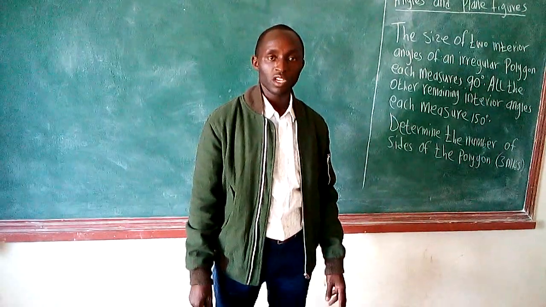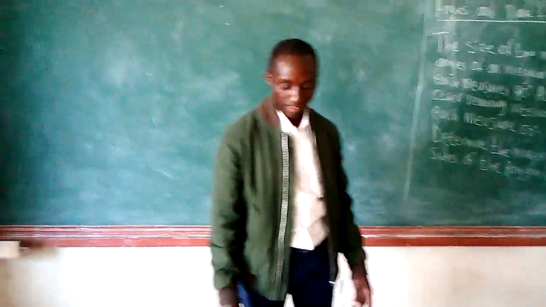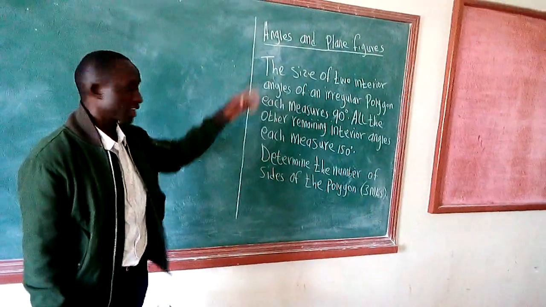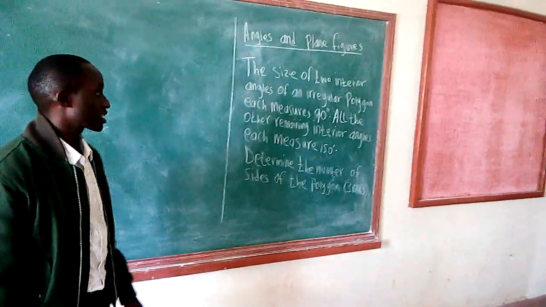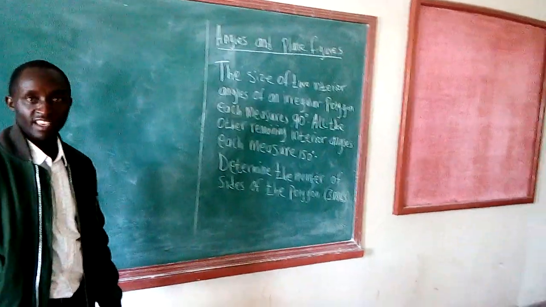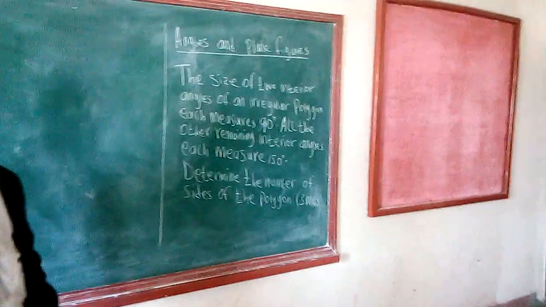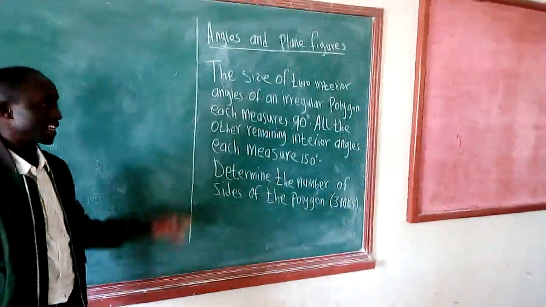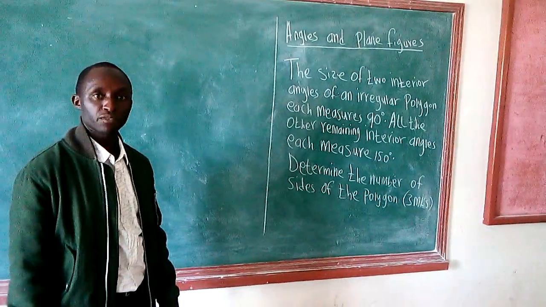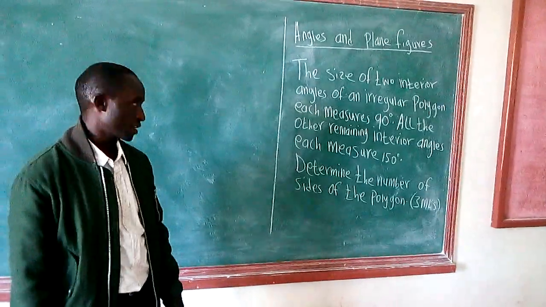How are you? Today I'm coming with a question from angle and plane figures. This is a question that was tested in the year 2021, paper 1, question number 5. It is one of the questions that I normally refer to as a free mark question.